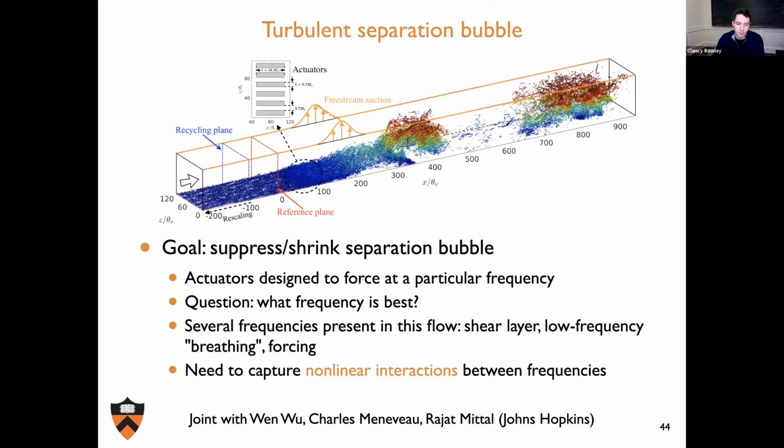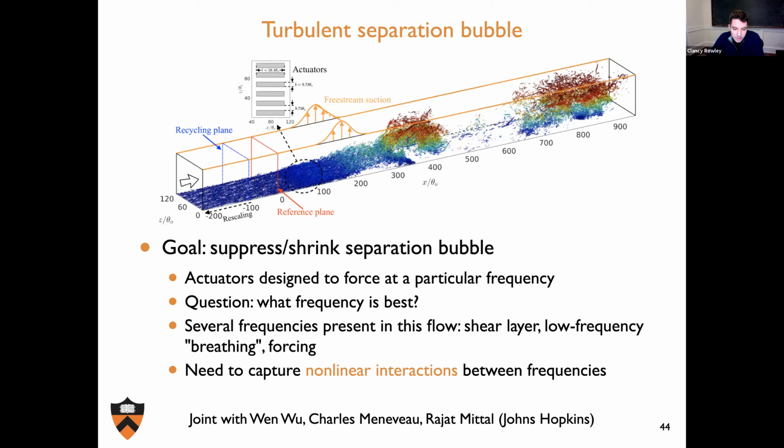We're working with some experimentalists. You see my collaborators down below, Charles Meneveau, Rajat Mittal at Johns Hopkins, and Wen Wu. And we're trying to control this flow and ideally reduce the size of the separation bubble. And there are some actuators you see. We want to ask questions such as what frequency is best to actuate these zero net mass flow actuators.